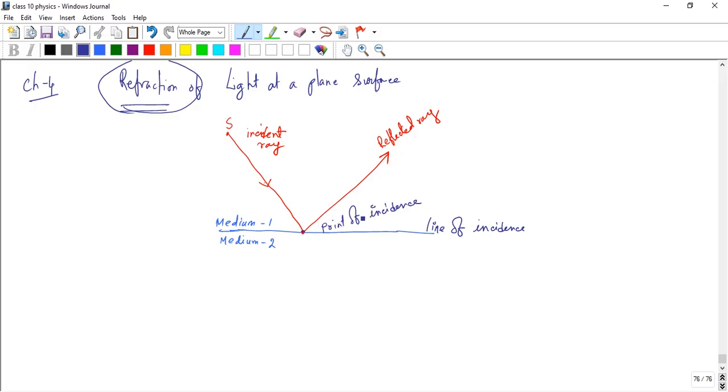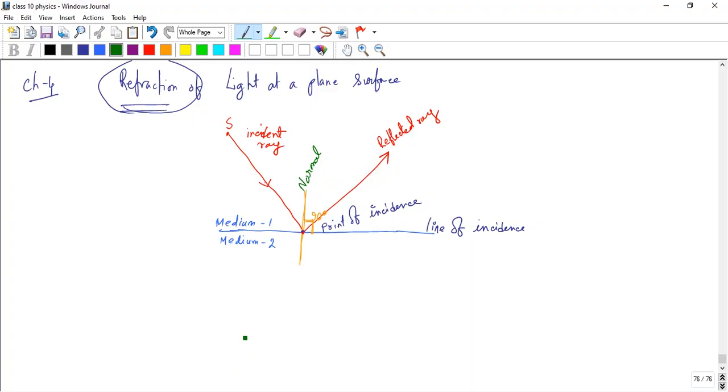Now draw a normal at the point of incidence. Why is this yellow color line called normal? Because the yellow color line and the line of incidence make an angle of 90 degrees. That's why this yellow color line is called normal.